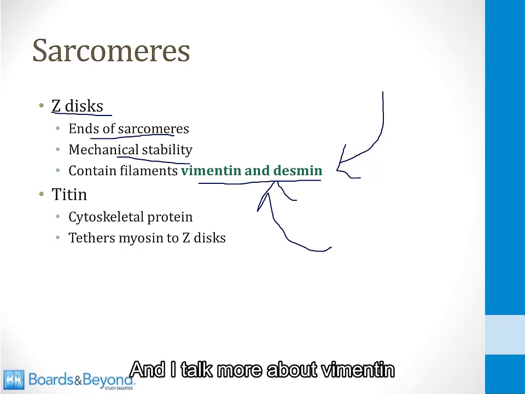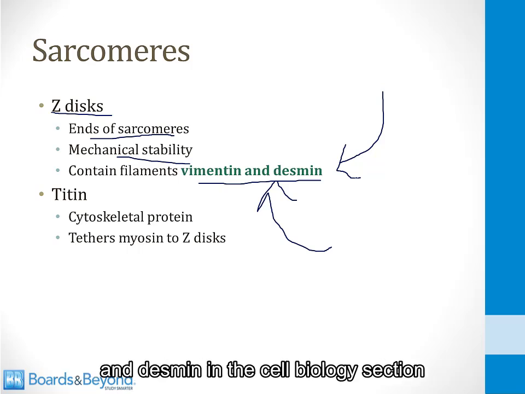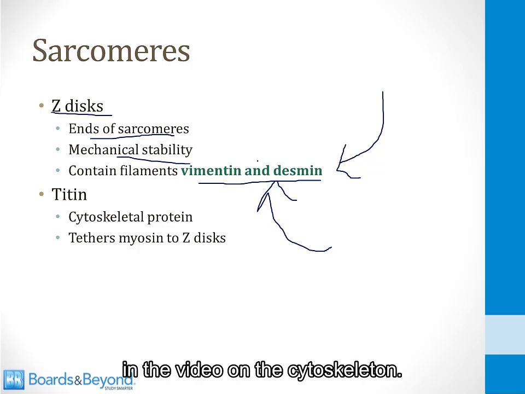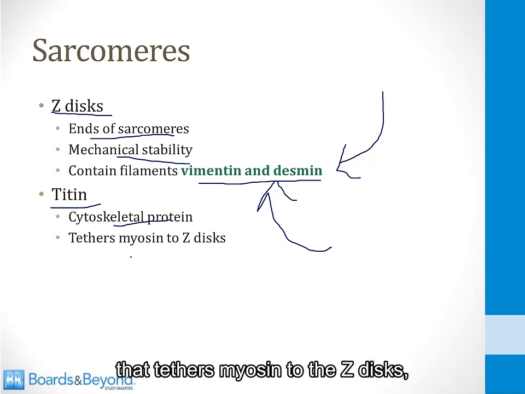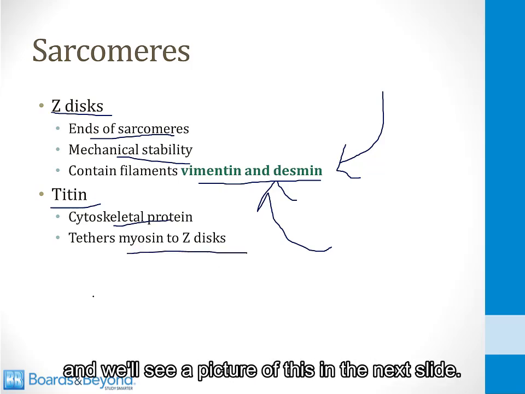And I talk more about vimentin and desmin in the cell biology section in the video on the cytoskeleton. And then finally, titin is a cytoskeleton protein that tethers myosin to the Z discs, and we'll see a picture of this in the next slide.